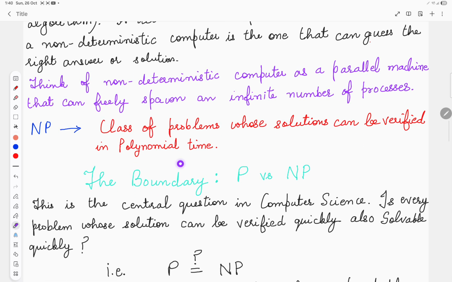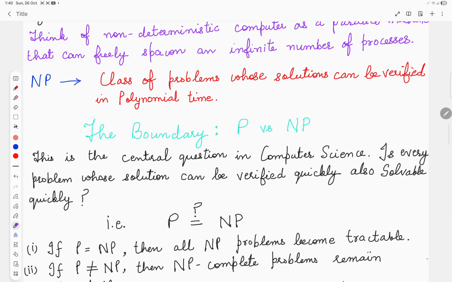Now NP is a class of problems whose solutions can be verified in polynomial time. There is always a debate that goes on in the computing community, and that debate is P versus NP. There is a very thin line between P and NP: whether P can be equal to NP or not. This is a central question in computer science.